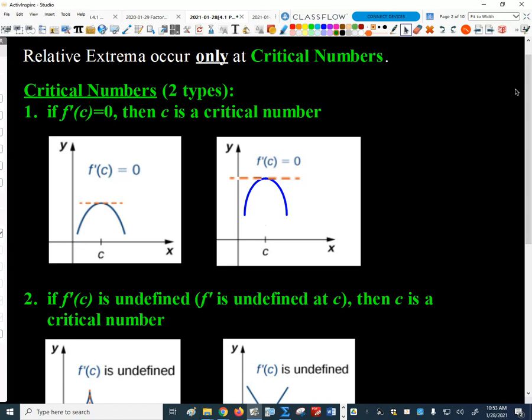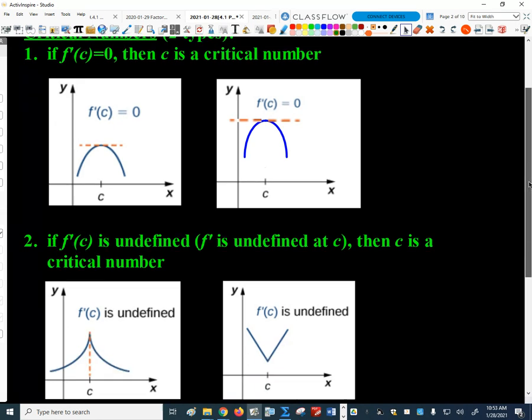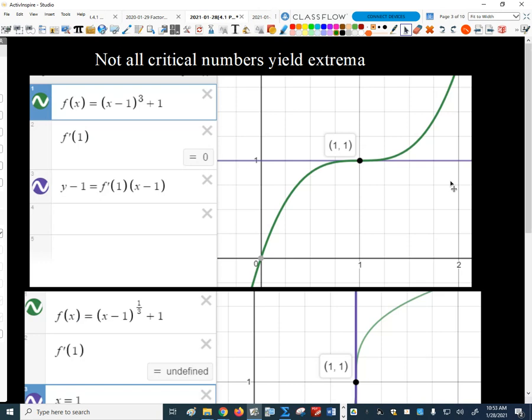So there are two different types of critical numbers. One of them is where the derivative is equal to 0, right? That's where we would have horizontal tangent lines, and we would have potentially extrema of the smooth type, the rounded type, so rounded peaks and rounded valleys, right? The other kind would be places where the derivative is undefined, and that would give us sharp peaks and sharp valleys, okay? But this is an important thing to remember.